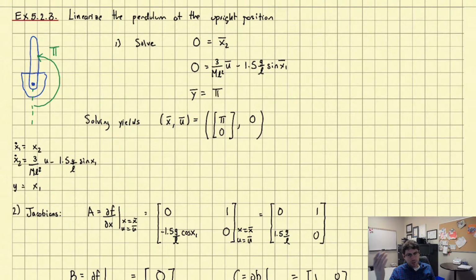So our procedure was first find the equilibrium configuration. That's what we did in step one, right? We knew that we wanted the output, the position of this system, to be equal to pi. That gave us this constraint here, which I should rewrite in this way.